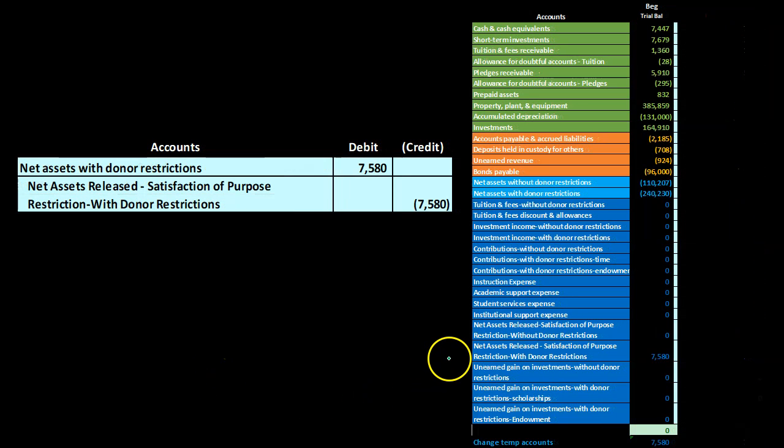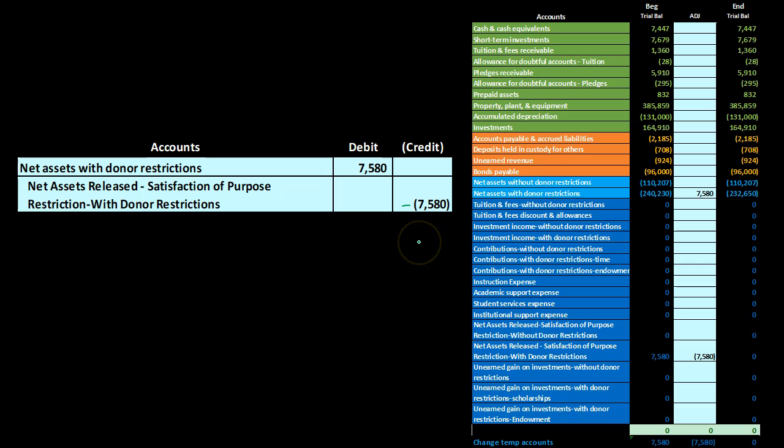Finally, we have this last one, the net assets released for satisfaction of purpose restriction with donor restrictions. It has a debit balance in it. Therefore, we're going to credit it, putting it on the bottom. Then we're going to debit the net assets with donor restrictions. So that's going to be kind of like our equity account, but with restrictions. Posting that out, we're going to say that the net assets with donor restrictions is here, and we bring it down as we debit it to this. Then we've got the net assets released. That's going to be down here at the 7,580. We are going to credit it, making it go down to zero.